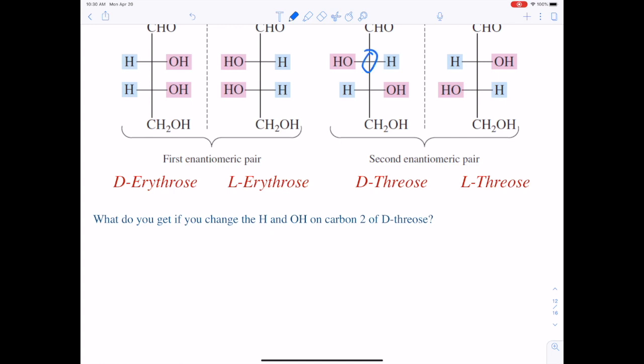Now we're working with this one. Well, it would still be a D form. Why do I say that? Because we did not touch the configuration on the lowest chiral center. And we would get D-erythrose, a diastereomer.